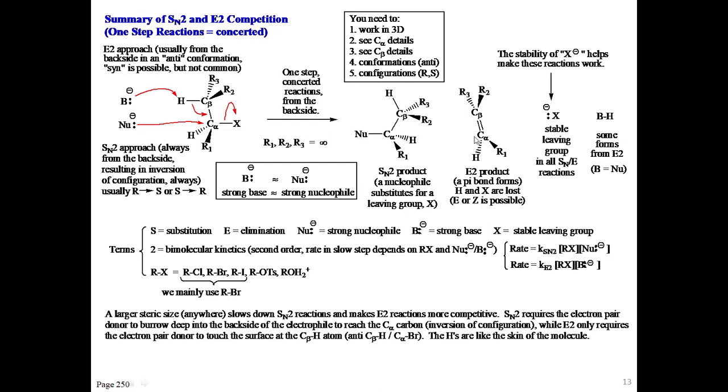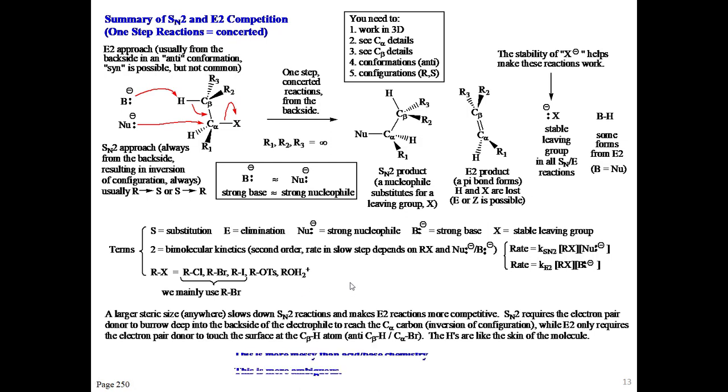So we'll get this distribution over here. And here's where we have to worry about the little details to decide which one of these two is going to be the winner. But you have to know how both form, and then you have to know which one is the major product. So here are our terms again; you might take a look at those. Here's our kinetics. They're both bimolecular kinetics. Here are our leaving groups. We're only going to use bromine. We also have chlorine, iodine, tosylate, and protonated alcohol.